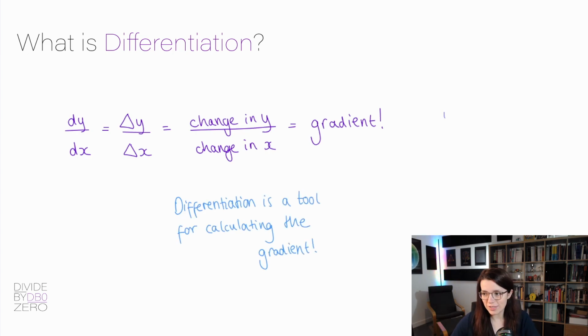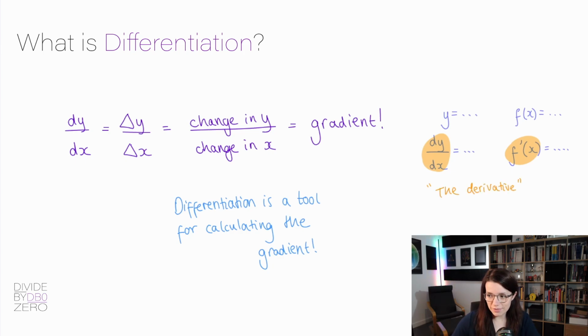Sometimes you will have functions defined as y equals something. And in this case, you usually write dy dx equals when you differentiate. But other times you'll have f of x is equal to something, and when you differentiate that, you can write f dash x. Either way, both of these things mean the same thing, they're just slightly different notations, and both of these can be referred to as the derivative.